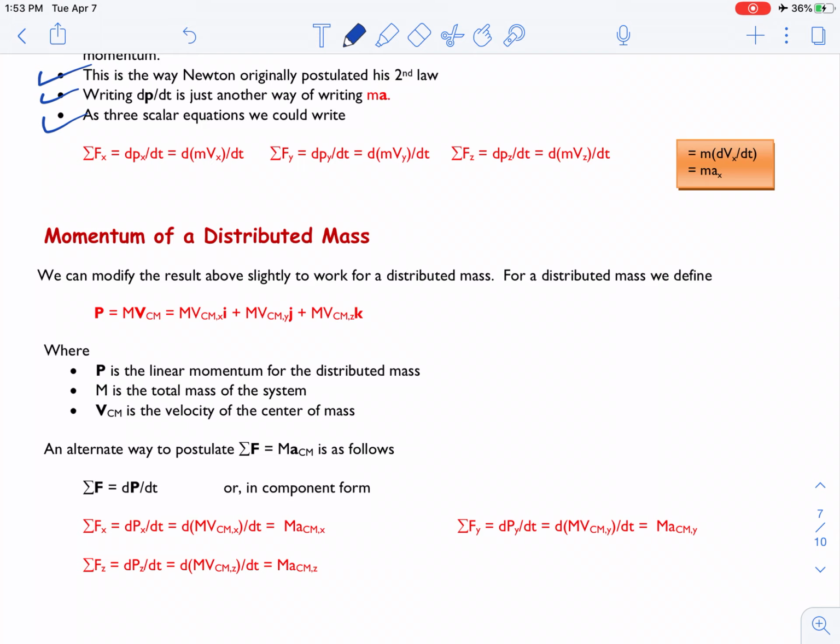Capital P, again bolded, is the linear momentum for the distributed mass. And we used P for power before. Power is not a vector, first of all, but we use the same letter. So make sure when you look at the equation sheet, you distinguish between power and momentum. Capital P is for distributed mass, and that is linear momentum. Capital M is the total mass, and V center of mass is the velocity of the center of mass.